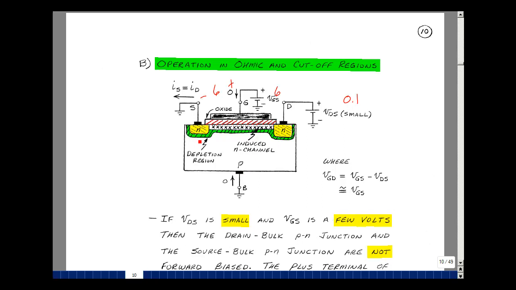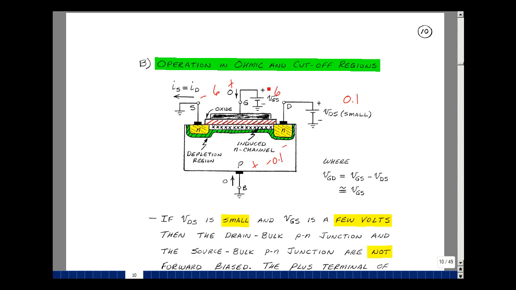There's a P-N junction here and here. This node voltage is 0 and this node voltage is 0.1. The voltage between here and here is a minus 0.1. And so it's reverse biased. We have a depletion region between the P and the N material.